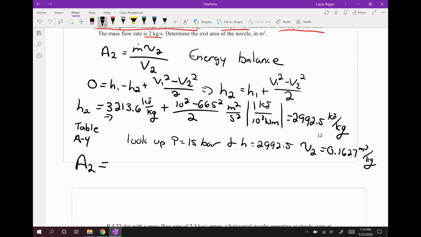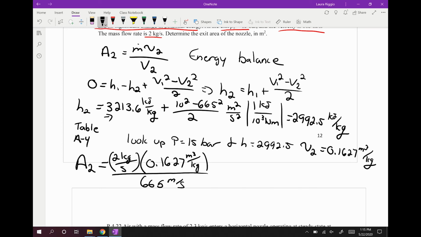So my area is my 2 kilograms per second times 0.1627 meters cubed per kilogram divided by 665 meters per second, which is 4.89 times 10 to the minus 4 meters squared.